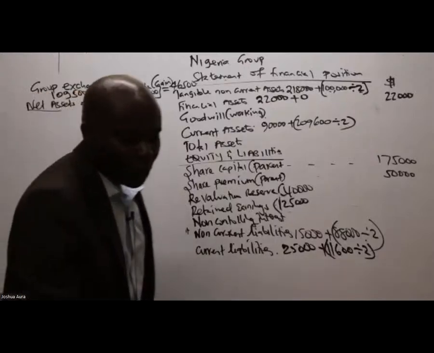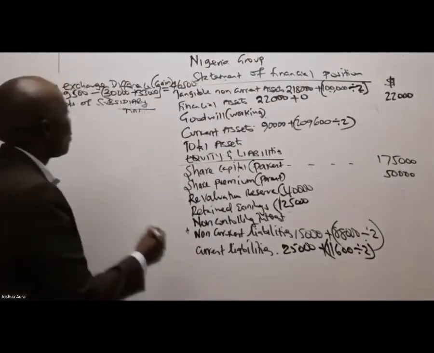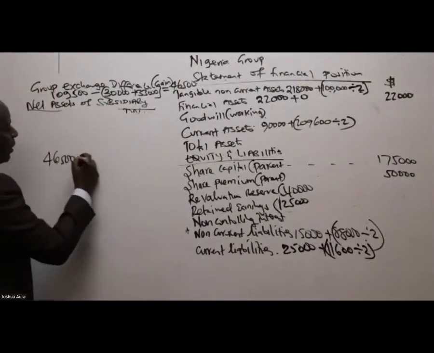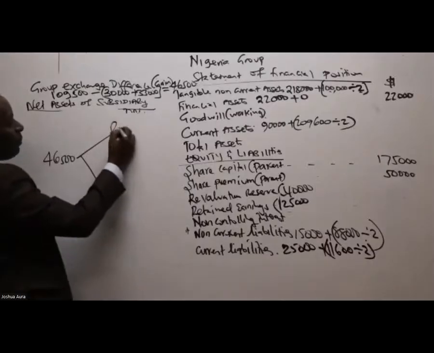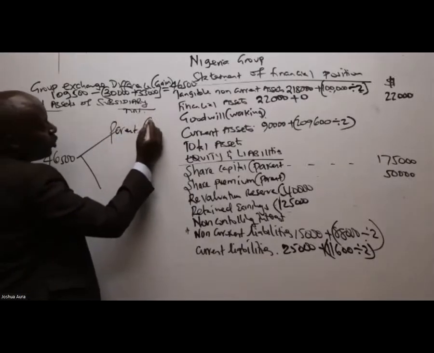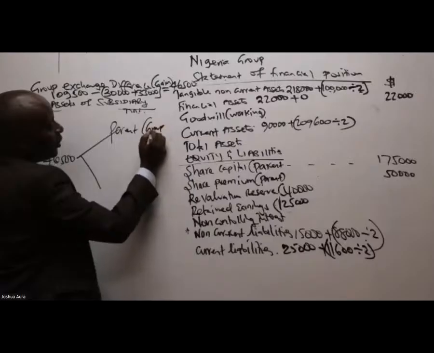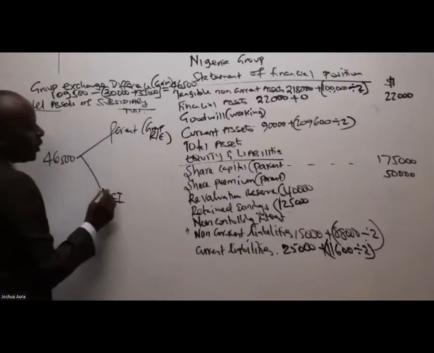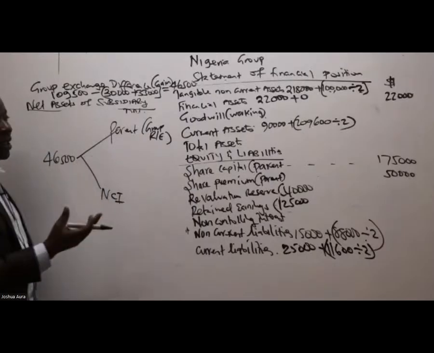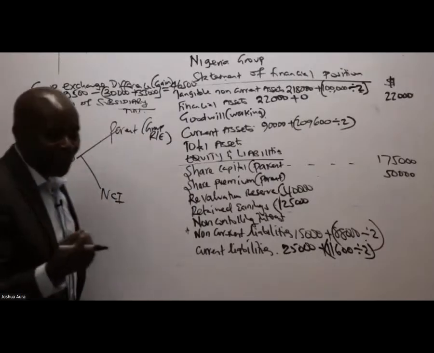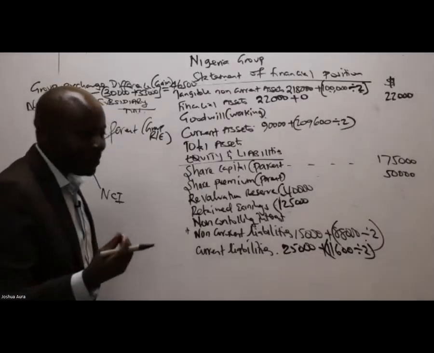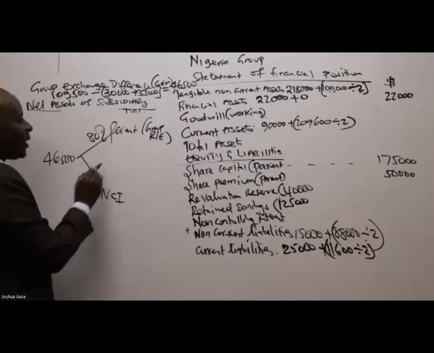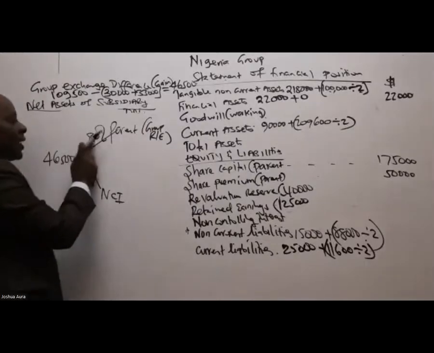So we are sharing this 46,500, my good students. It will be shared to the parent, of course, through the group retained earnings, and then we have NCI. Do you know the parent's percentage? It was 80%, isn't it? And NCI was 20%. And I can see this student telling me 46,500 times 80%.